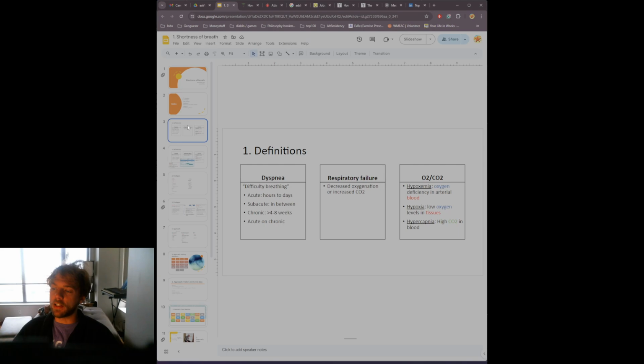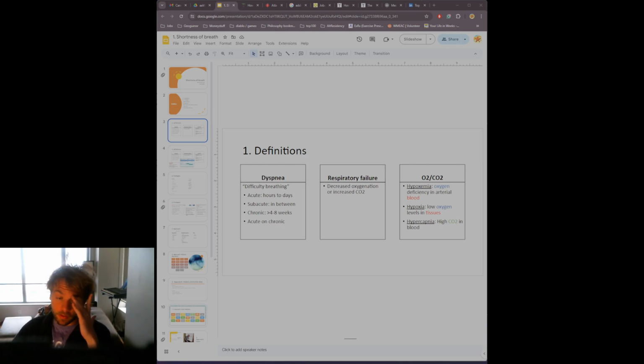Beginning with the definitions, first we have another word for shortness of breath, a medical word, dyspnea, which simply means difficulty breathing. Dyspnea can be categorized as acute, subacute, or chronic. Acute being hours to days, depending on the condition. Chronic being greater than 4 to 8 weeks. Finally, acute on chronic can be a combination.